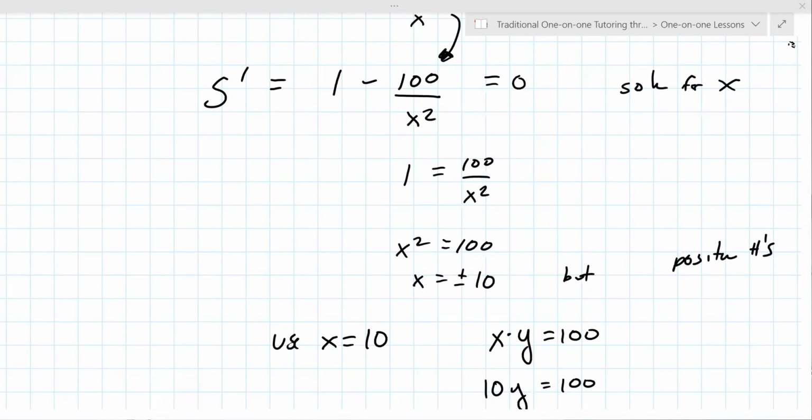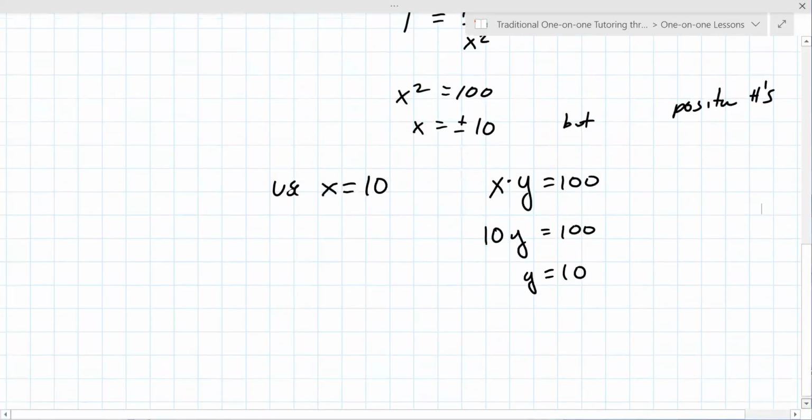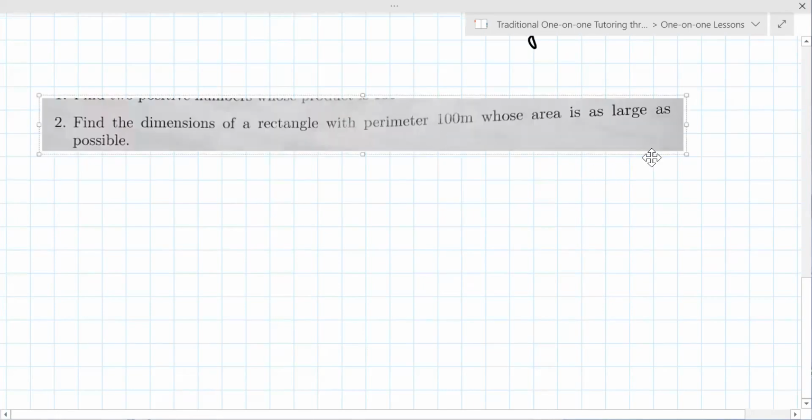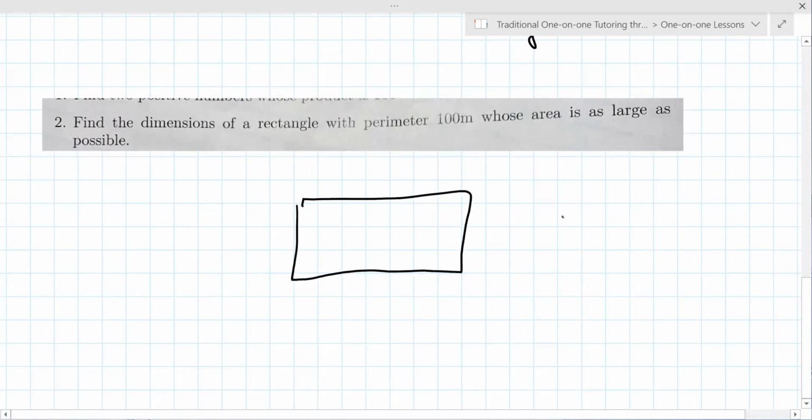Sometimes you have to draw a picture. This one, definitely a picture would help kind of organize the problem. Okay, so there's a rectangle. It's got a perimeter that's 100. And I like to use x and y, like to keep them consistent. X is horizontal, y is vertical.